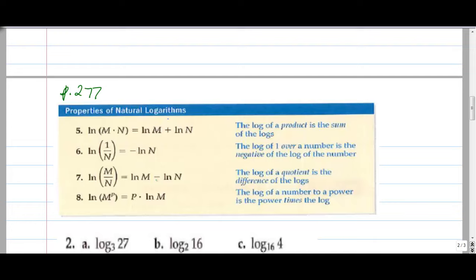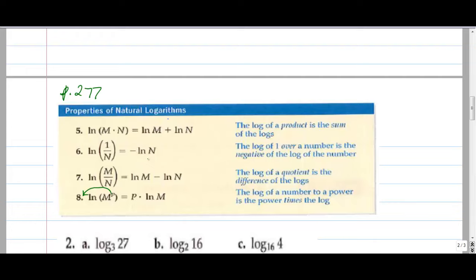Log of a quotient is the difference of the logs. And log of a number raised to an exponent, the exponent comes out front. That's why you put the p out front. And then log of 1 over n is minus ln n.